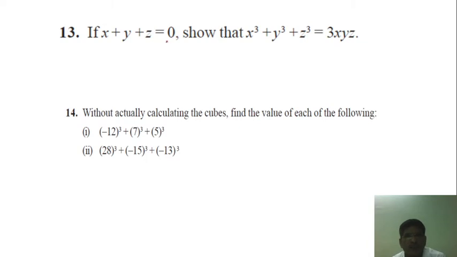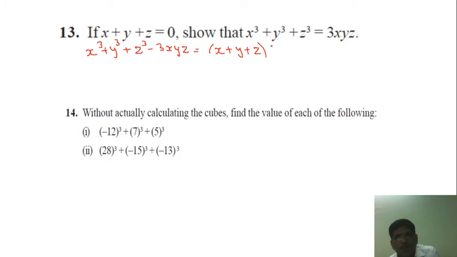Now 13th question. If x plus y plus z is equal to 0, so first I am writing the formula. x cube plus y cube plus z cube minus 3xyz. Then x plus y plus z is the formula, and here x square plus y square plus z square minus xy minus yz minus zx.